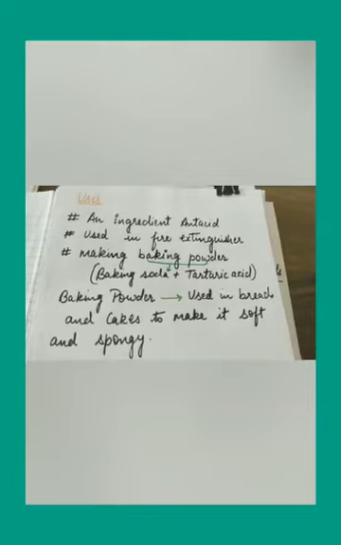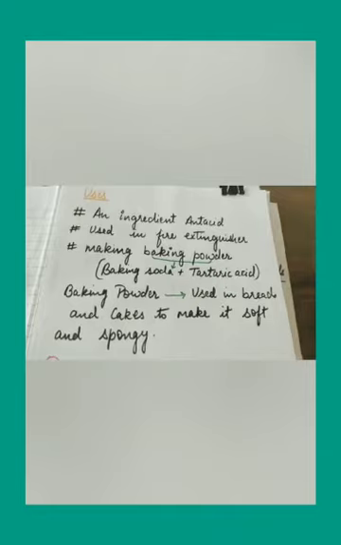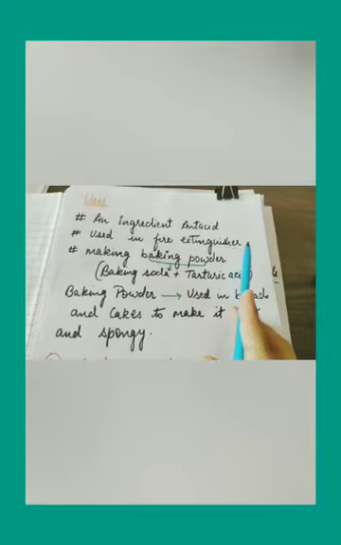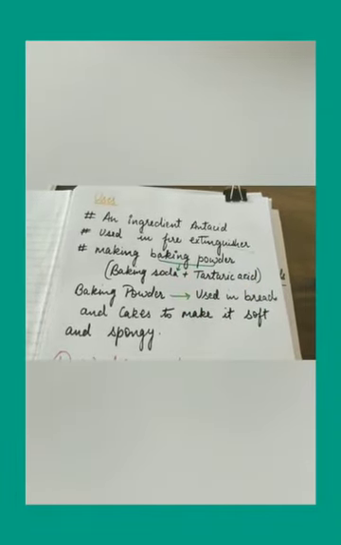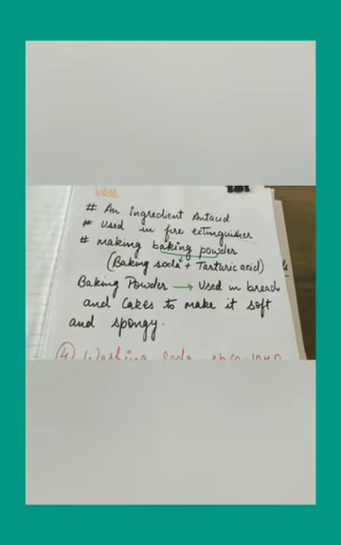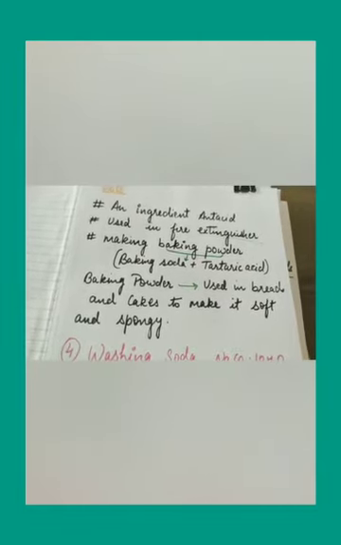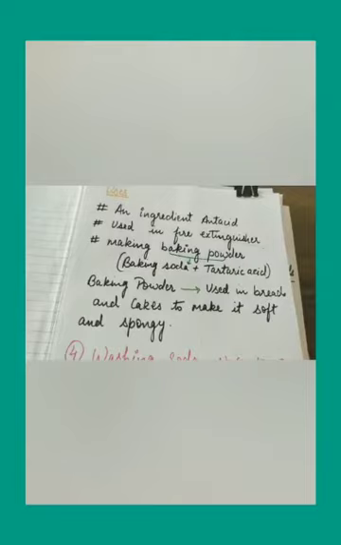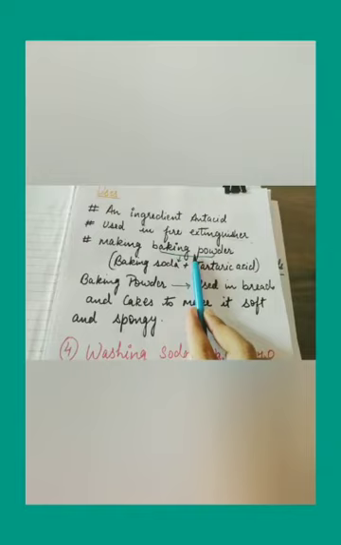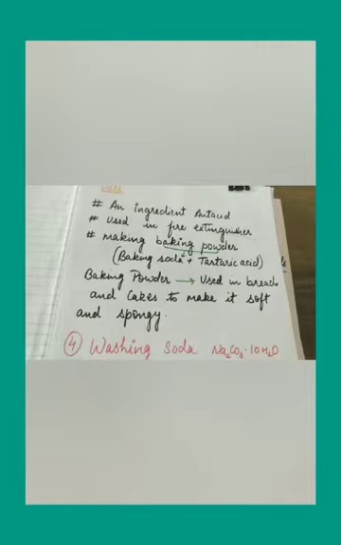Now comes the uses of baking soda. It is an ingredient of antacid. It is also used as an antacid. Then it is also used in fire extinguishers, which you know, and also this baking soda is used in making baking powder. What is baking powder? Baking powder is something we use to bake cake and breads, okay, to make it soft and spongy, right? Now baking powder, how is it formed? When baking soda is mixed with tartaric acid, baking powder is formed. And this baking powder is used in breads, in cakes, to make it spongy and soft.